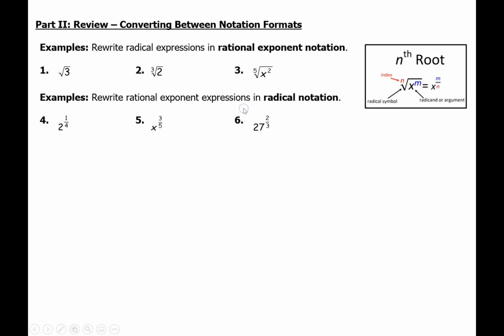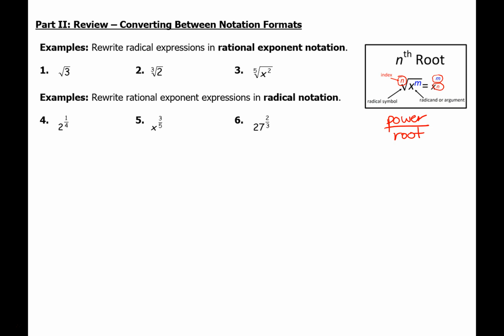We also need to quickly review converting between notation formats, so let's think about that vocabulary again for a moment. Remember, when you have a radicand, that power that goes with it is the numerator of the exponent, and the index, or the type of root that you're taking, that is the denominator of the power. Remember, we talked a lot about power over root as a way to remember which number goes in which place when you convert back and forth between these two formats.